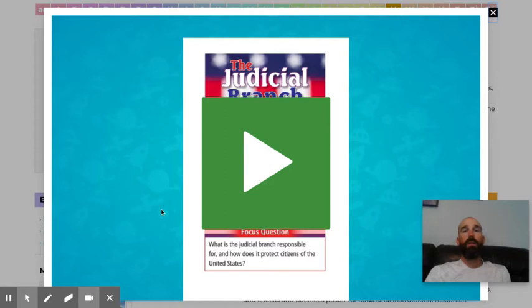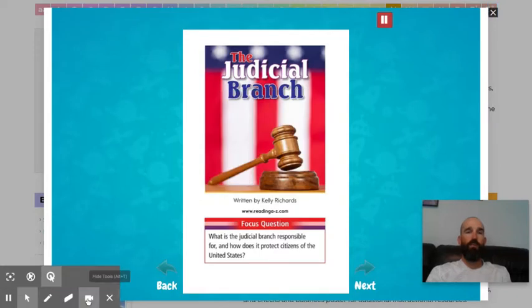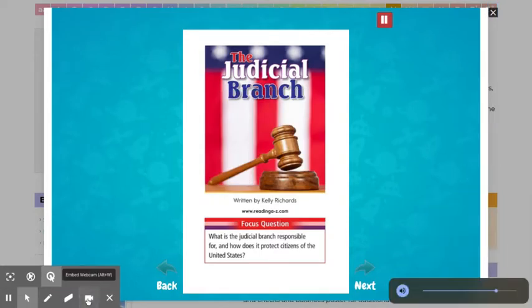So today we're going to read pages 1 through 10 of the Judicial Branch, and then we'll talk about what you're going to do for your writing this week. Please make sure you have your text or you're following along. The Judicial Branch, written by Kelly Richards. Focus question. What is the Judicial Branch responsible for, and how does it protect citizens of the United States?